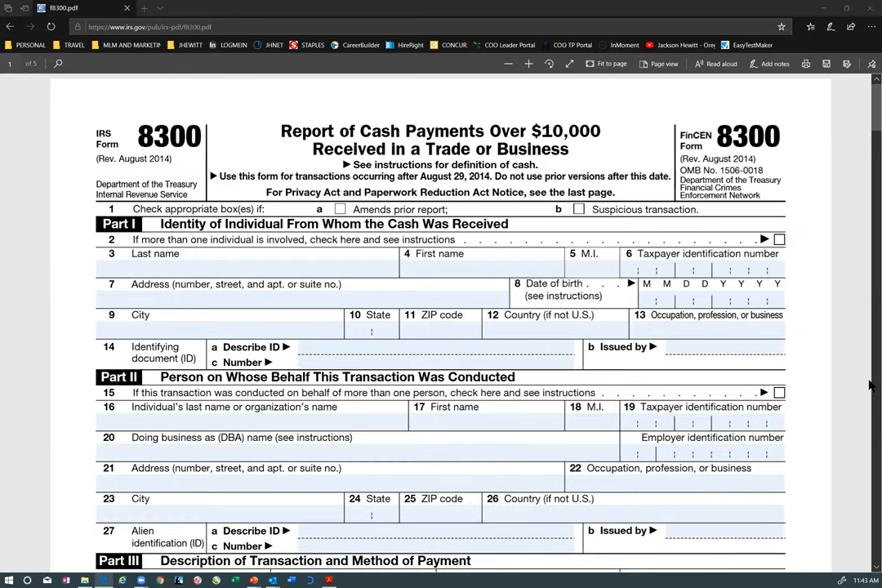Yeah. Can you guys see the form? Yep. Yes. All right. This is the actual form.